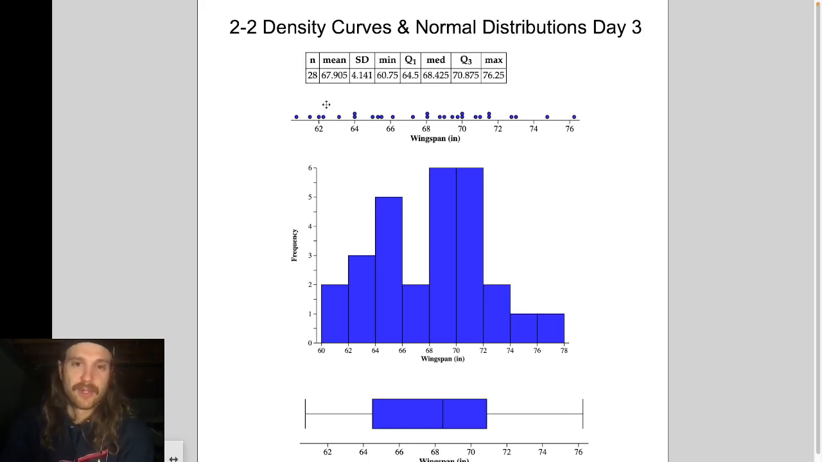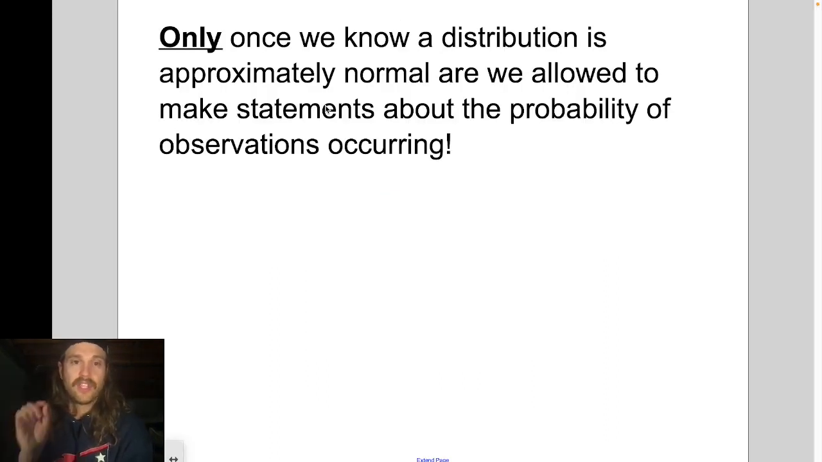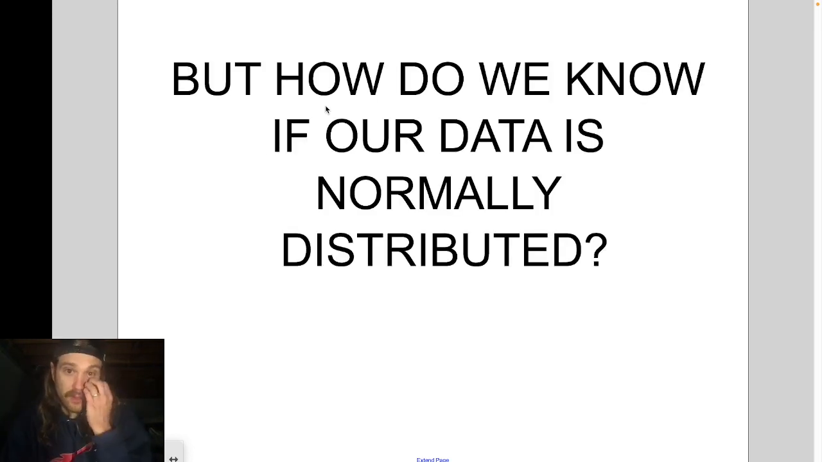We're going to come back to this one at the end. One thing you have to realize is what I just said: once we know a distribution is approximately normal, we are allowed to make statements about the probability of observations occurring, but only once we know. We can't use Table A, and we can't use normal CDF until we know that it's normal. You can pause the video there. I'm going to keep moving if people need to write.